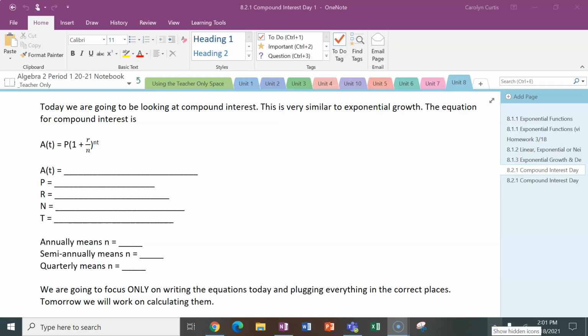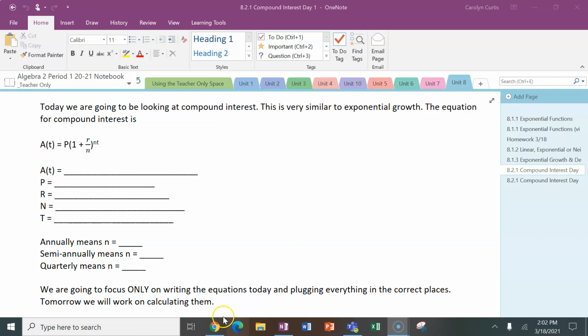Today we're going to be looking at compound interest. This is very similar to our exponential growth that we've looked at the last couple of days. The equation for compound interest is A of t equals P times (1 plus r over n) to the nt power. So I'm just going to define what each of these pieces mean so that we can look at them in the equation.